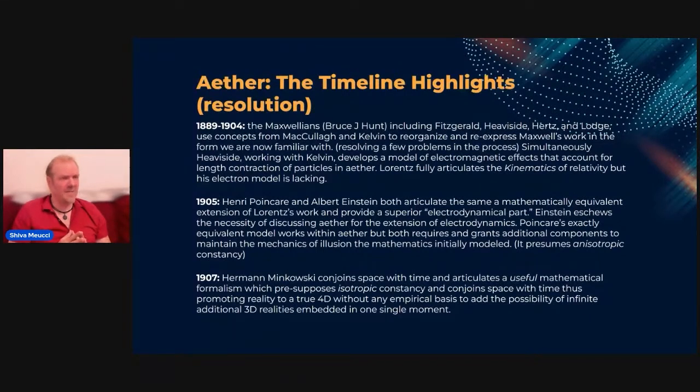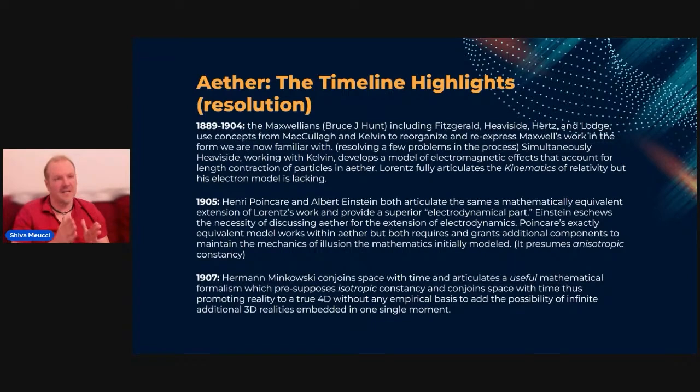Okay. Now, 1889 to 1904, the Maxwellians, great book by Bruce J. Hunt, including Fitzgerald, Heaviside, and Hertz and Lodge, used concepts from McCulloch and Kelvin to reorganize and re-express Maxwell's work. So the papers that Maxwell originally did, the 4 equations of what we call Maxwell's equations, were actually given to us finally in their final form by Oliver Heaviside, one of the Maxwellians. And simultaneously at that same time, Heaviside, working with Kelvin, develops a model of electromagnetic effects that account for physical length contraction of particles in ether. By particles, I mean Kelvin's types of particles, which are these vortex atom model type particles.